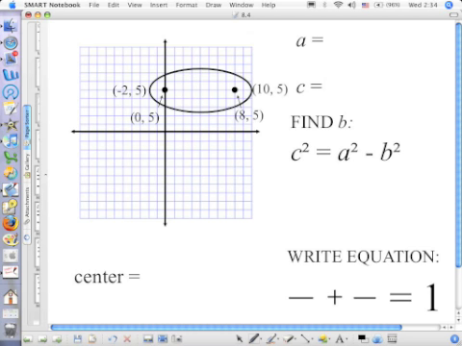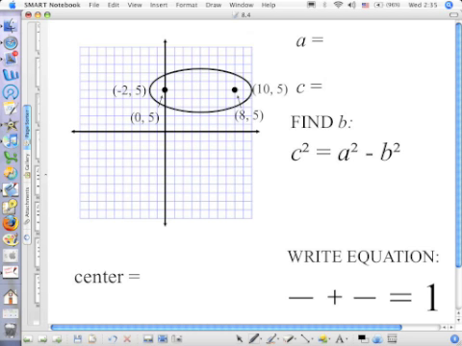The center is no longer on the origin. Well, how could we find the center if we know the 2 foci and we know the 2 endpoints of the major axis? The midpoint formula, because the center is in the middle of both of those. So we can use either one. Who's going to remind us of the midpoint formula? Raise your hand, Jacob. X plus X over 2, Y plus Y over 2.